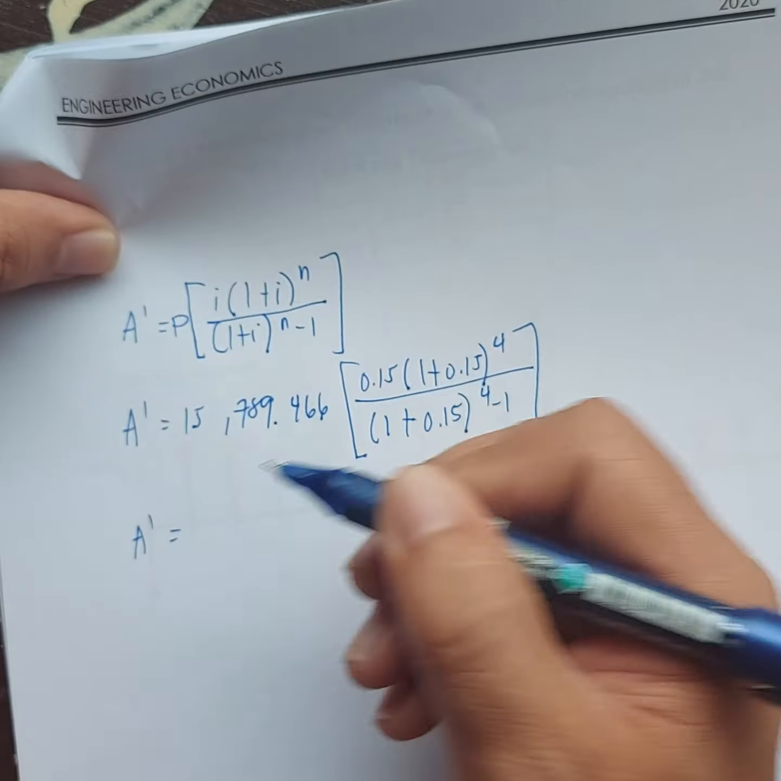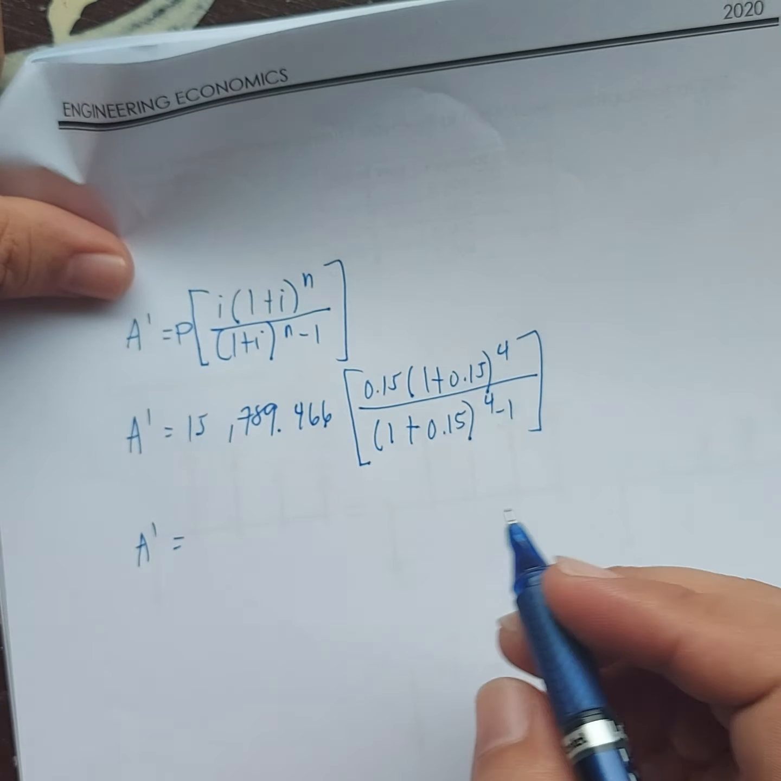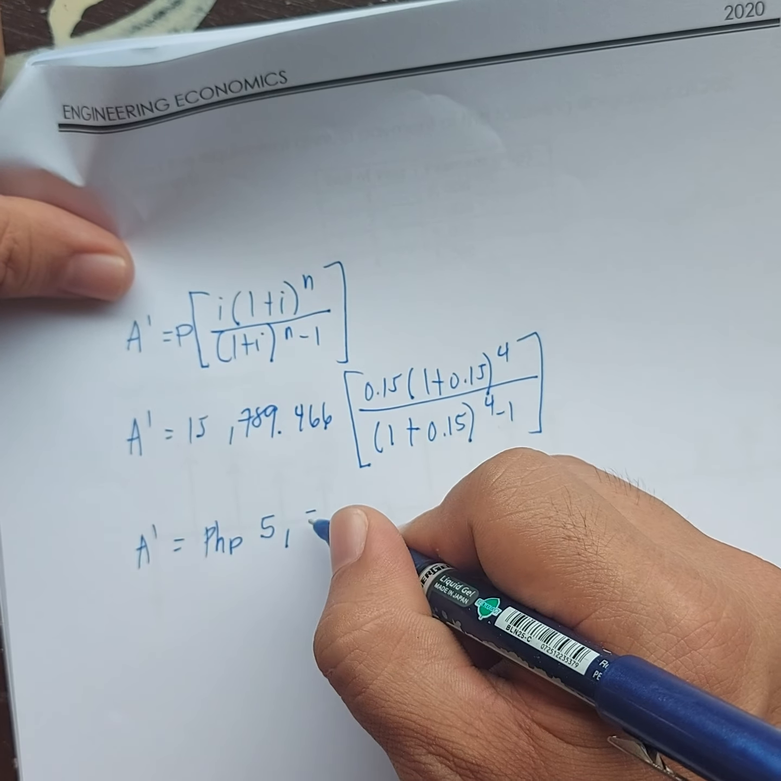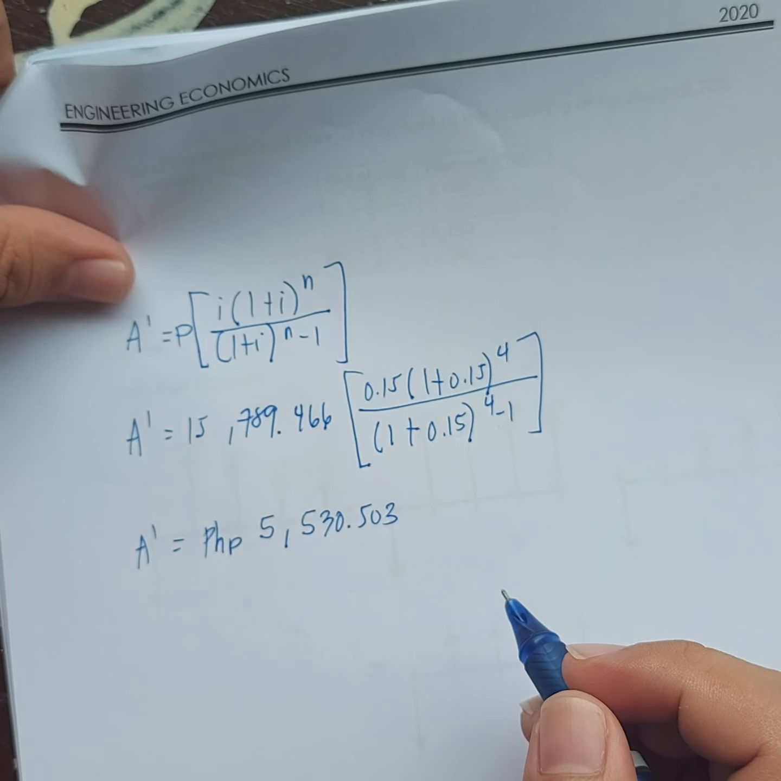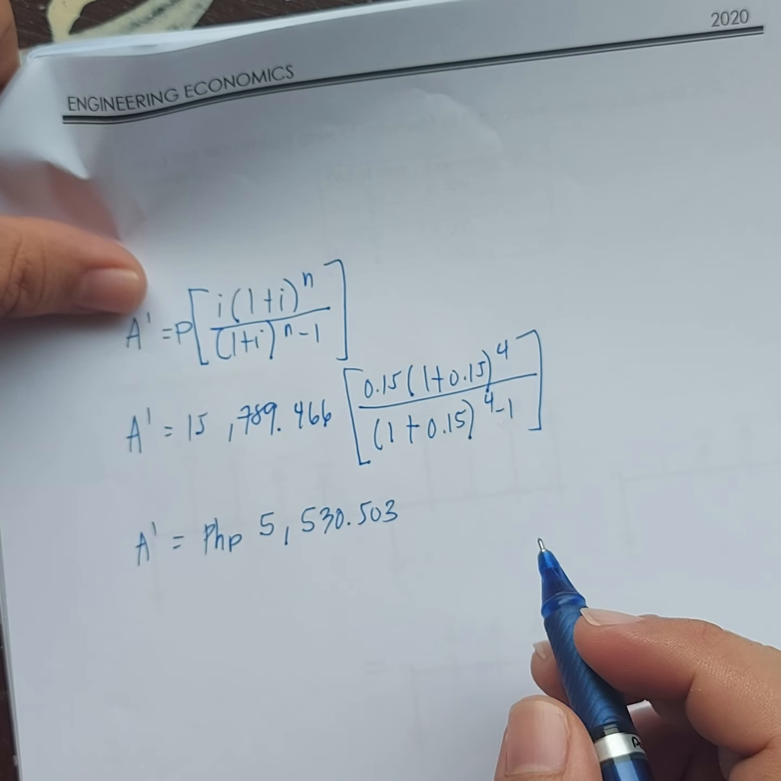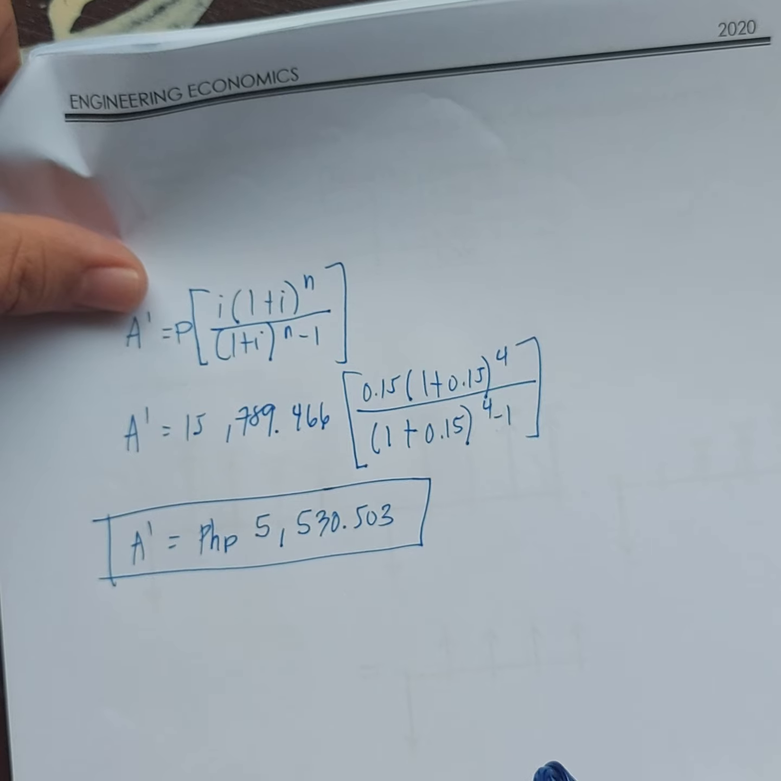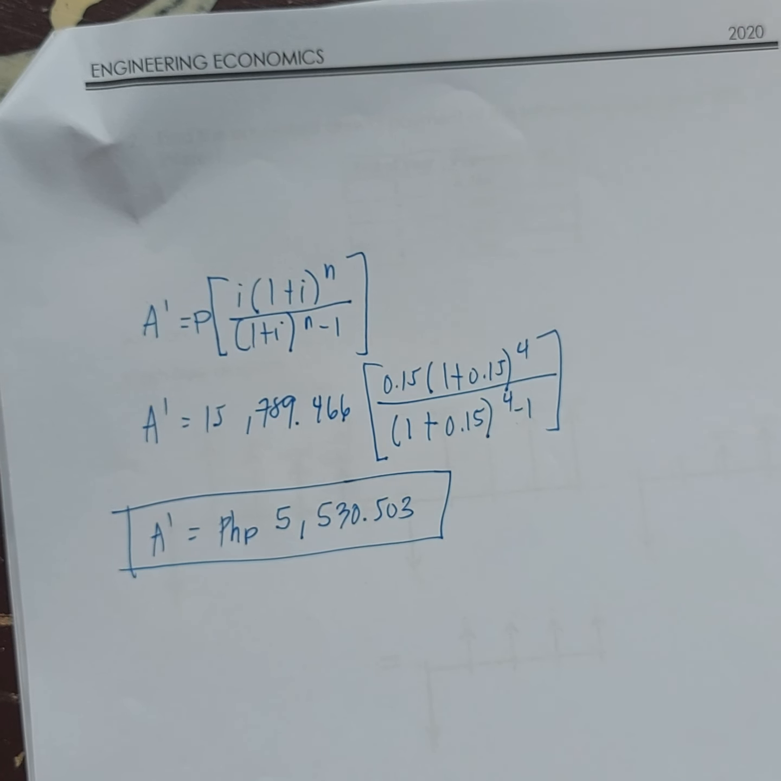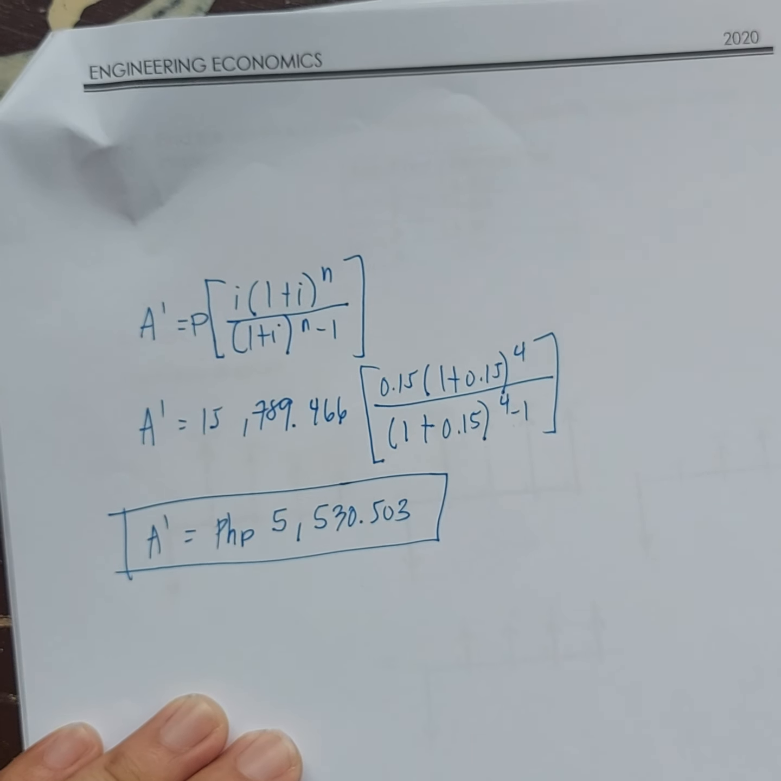Okay, so the equivalent annual payments then is equal to 5,530.503 pesos. Okay? That's it. Yeah. That's number 1. And then number 2.